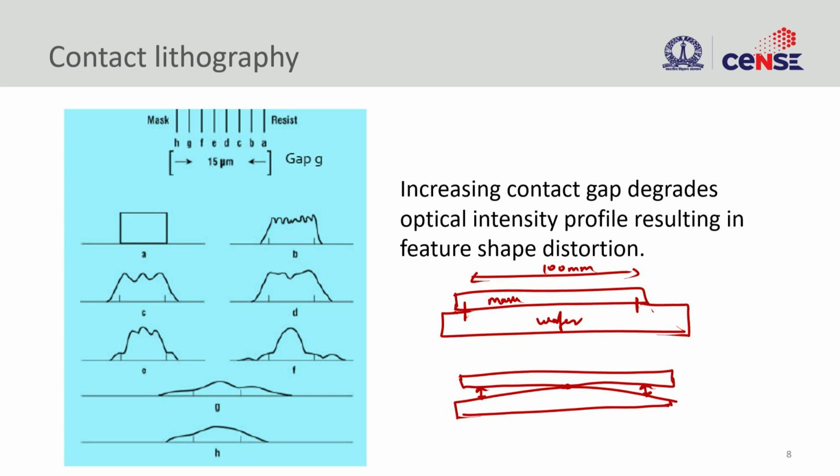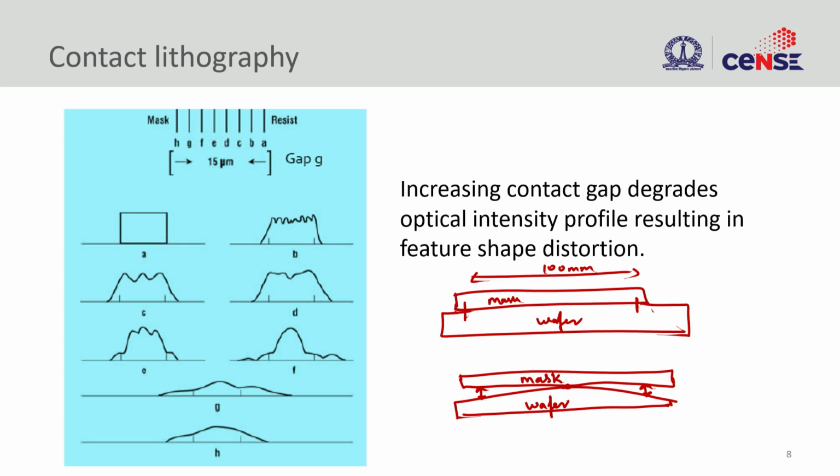In the same way you could also have non-ideal flatness in your mask compared to the wafer. So this would create some gap, unintentionally. Ideally you want 0, but in the real world there is nothing like 0, you will have some gap.